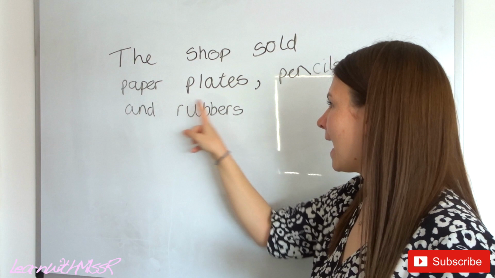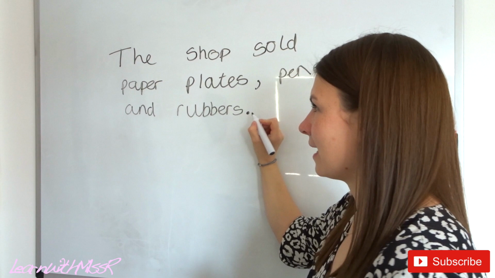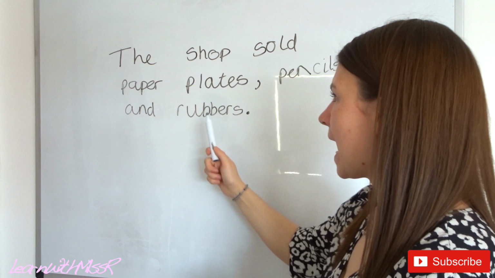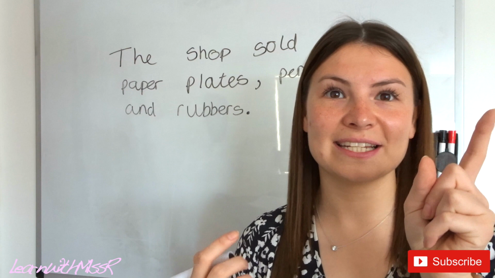Now I've forgotten to add something to the end of this sentence. What have I forgotten to add? A full stop. Well, I don't know if you spotted that. Fantastic. So at the moment, this shop sells paper plates, pencils, and rubbers. So like I said, this sentence does actually make sense, but this shop doesn't actually sell paper plates. It sells paper and it sells plates. But if we were to read this sentence and we needed paper plates and we went to this shop, we would think that this shop sells paper plates, wouldn't we?